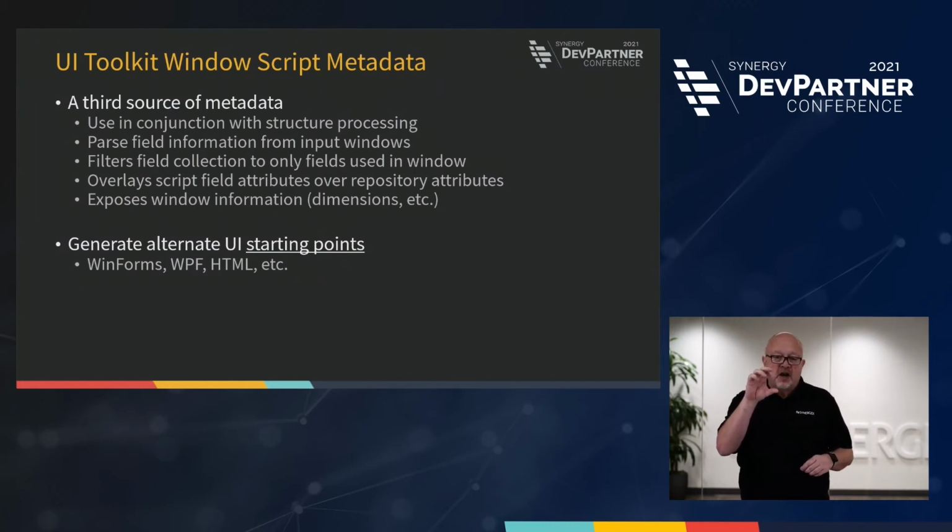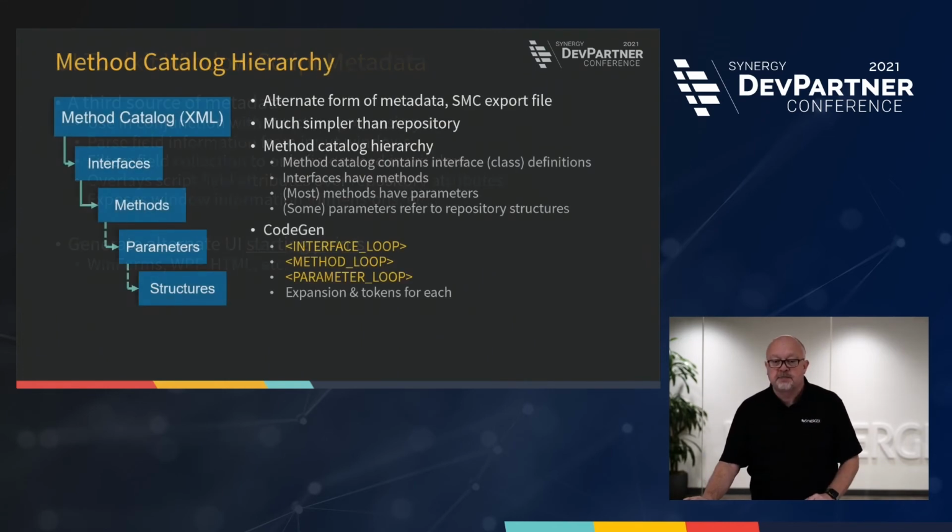It works the same way Toolkit does. It goes to the repository to read that structure. It throws away any fields that are not used in the window, and it overlays any metadata from the window script over the repository definition. So you can then generate on the combination of properties from the script file and the repository structure, with the subset of fields defined in the Toolkit window. It's very rarely used, but it is there, so I thought I'd mention it briefly.